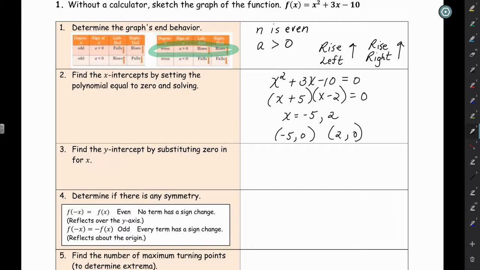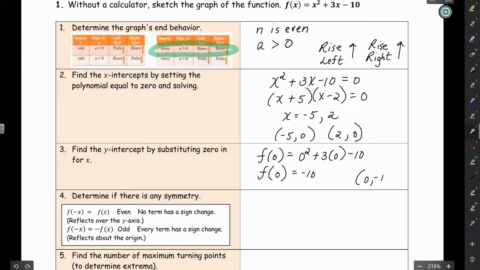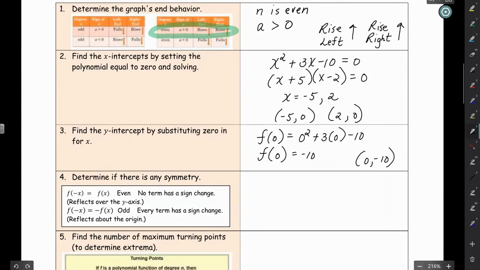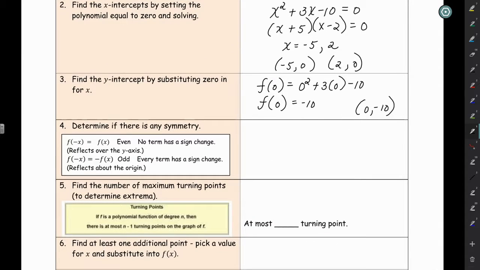Find the y-intercept by substituting 0 in for x. All right, we're going to put 0 in for x. So when we do that and we solve, we get negative 10. So we're going to have another point at 0, negative 10. Now we want to determine if we have any symmetry. All right, so we're going to substitute negative x into our function and see what we end up with.